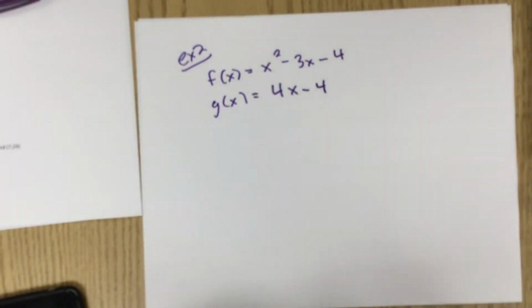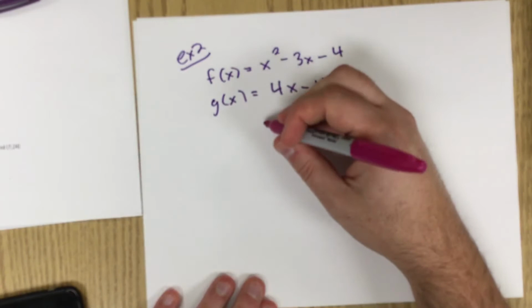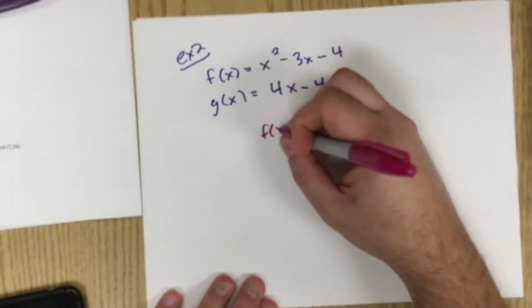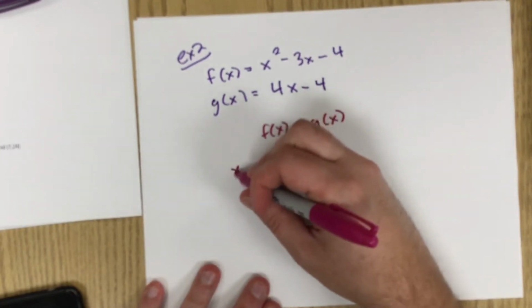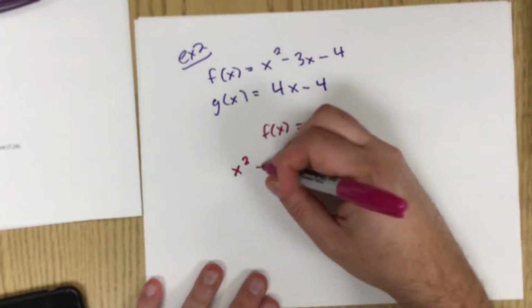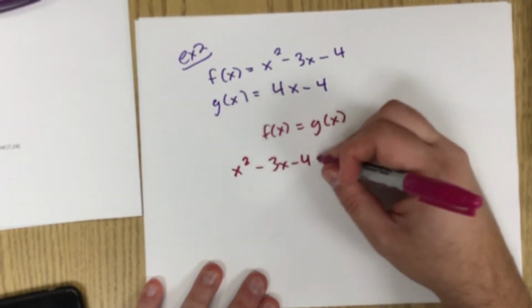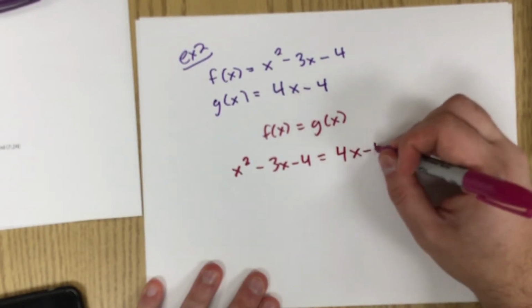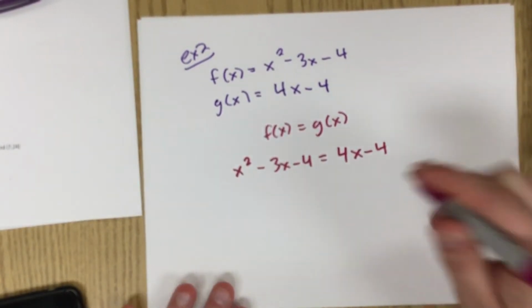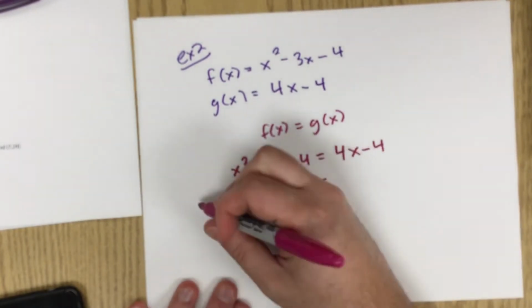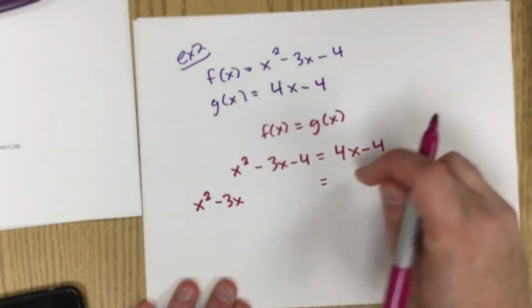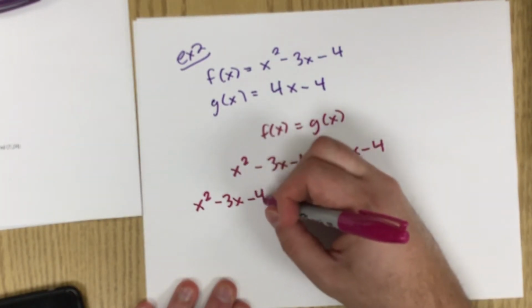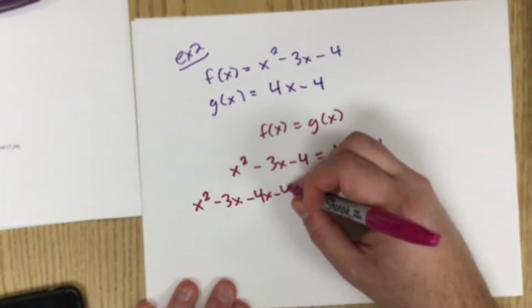So what we're going to do is say that we want to know when f of x and g of x are equal to each other. So we want to know when x squared minus 3x minus 4 is equal to 4x minus 4. It's a quadratic system. We have to get a 0 over there. So we're going to have x squared minus 3x. The 4x goes to this side, becomes minus 4x, minus 4.